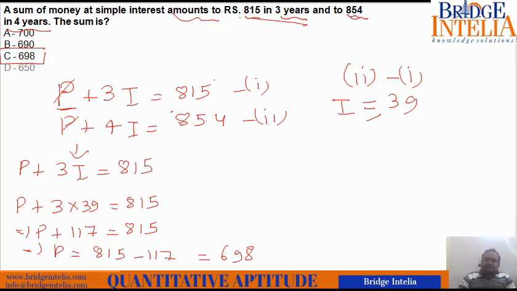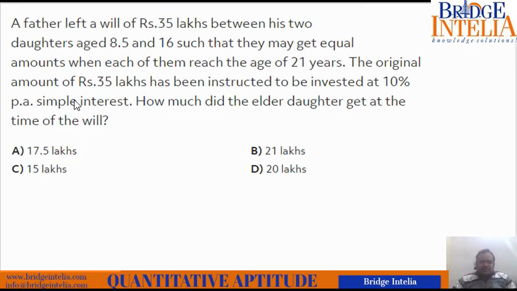So let's see this one. This is a very good question, so I would insist that you first give it a try on your own. So let's see. A father left a will of rupees 35 lakhs between his two daughters, aged 8.5 and 16, such that they may get equal amount when each of them reaches the age of 21 years. The original amount of rupees 35 lakhs has been instructed to be invested at 10% simple interest. How much did the older daughter get at the time of the will?